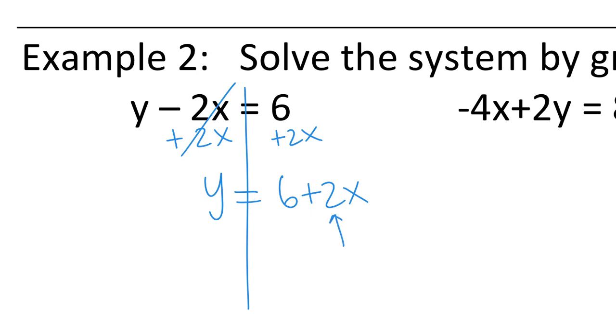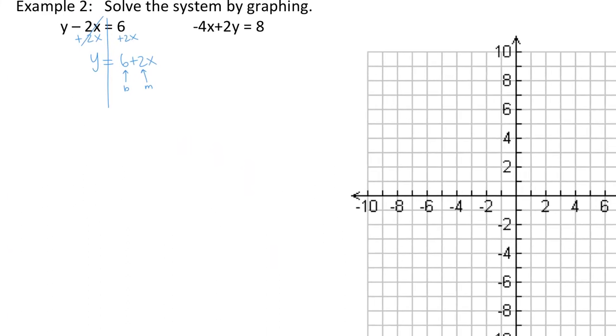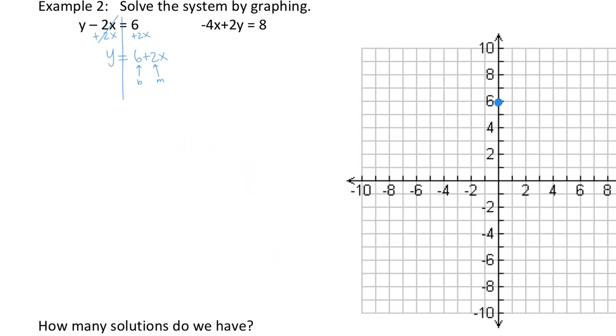This looks like it. This is our m, and this is our b. So we are going to begin at 6 on our y-axis. And our m was 2, or 2 over 1. So I'm going to go up 2, right 1, as far as I can go. Didn't have a lot of room, so I'm going to also go the opposite direction. Down 2, left 1, as far as I can go on my graph. Down 2, left 1, down 2, left 1.